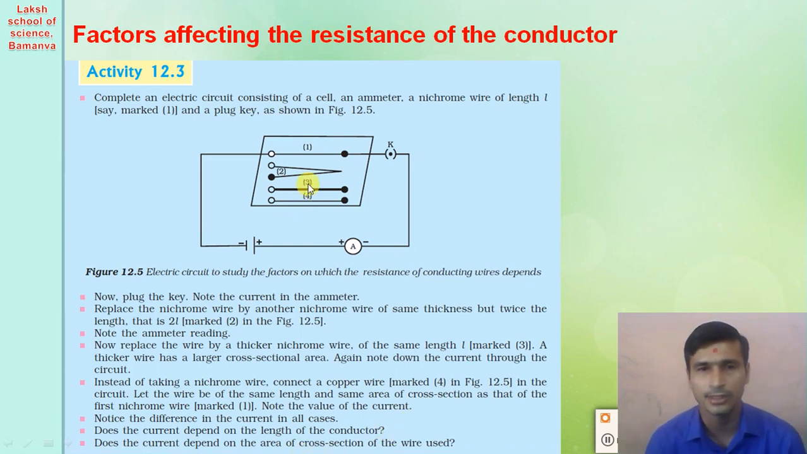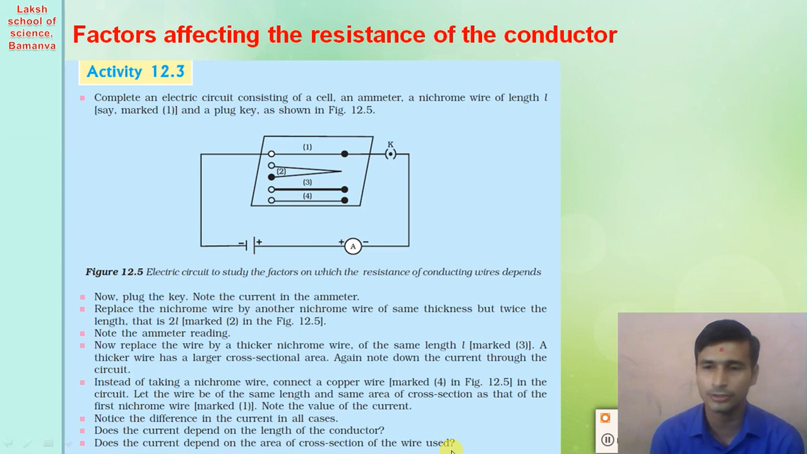Second observation, from first and third observation, right, as we take a thicker wire, the current depends on the area of cross section of the wire. Yes, the current depends on the area of cross section of the wire. As we take a larger cross section area, the resistance decreases, right? As the cross section area of the conductor increases, the resistance of the conductor decreases, and as the result of this, the electric current passing through the conductor increases.